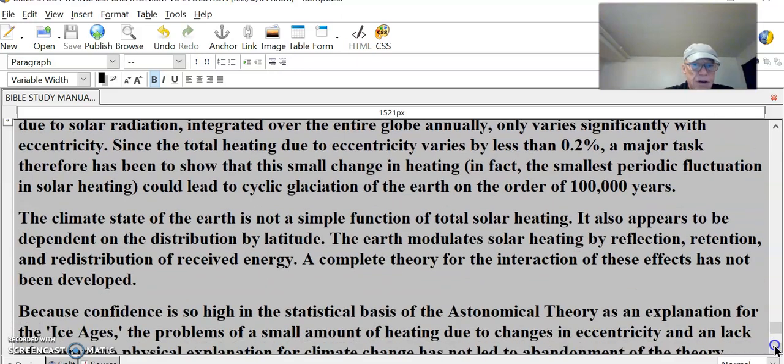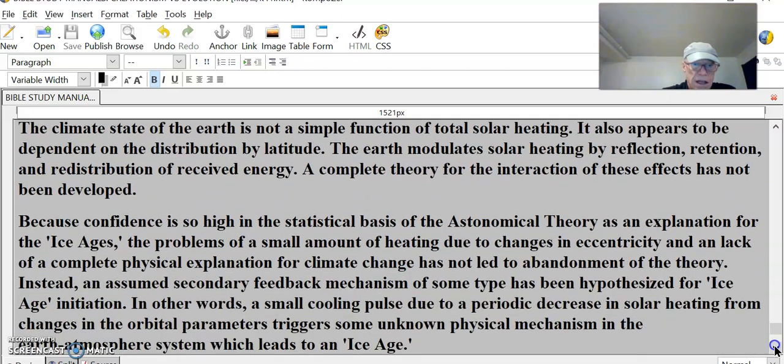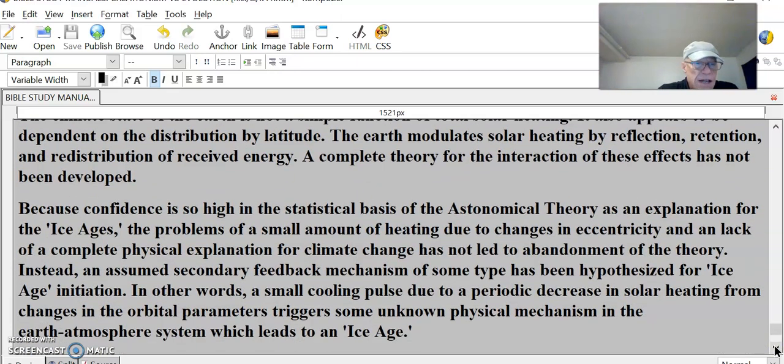The climate state of the Earth is not a simple function of total solar heating. It also appears to be dependent on the distribution by latitude. The Earth modulates solar heating by reflection, retention, and redistribution of received energy. A complete theory for the interaction of these effects has not been developed. Yet the conclusiveness of the evolutionists on this issue, the multi-glaciers, is nonsense without that supportive evidence.